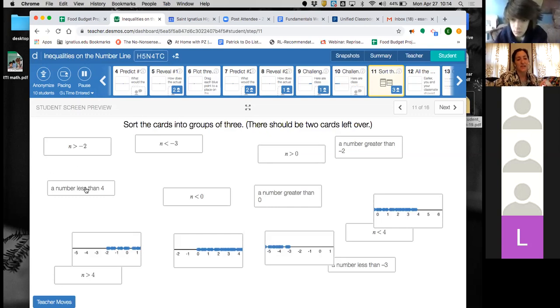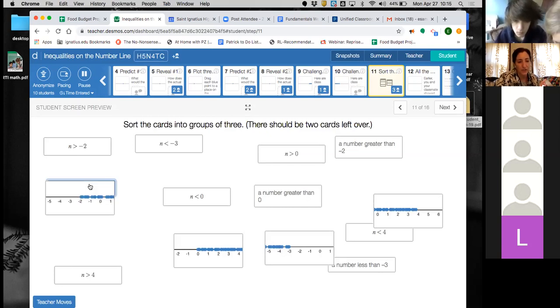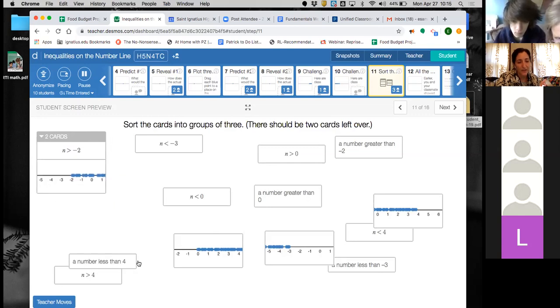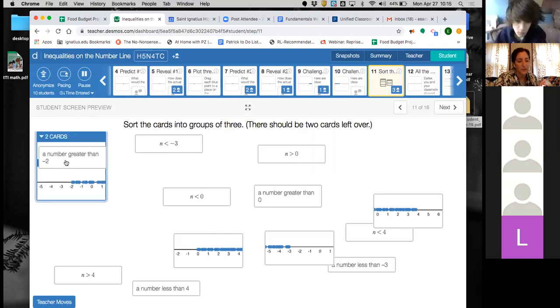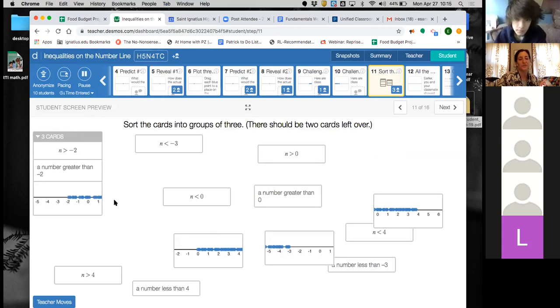You're going to have to say the expression out loud, n is greater than -2, and then look for those points that are greater than -2, and drop the card so they're together. Then you're going to find it in words, a number greater than -2. I'm going to drop that to form the 3 cards. So you're sorting the cards into groups of 3, and 2 are not going to get used.